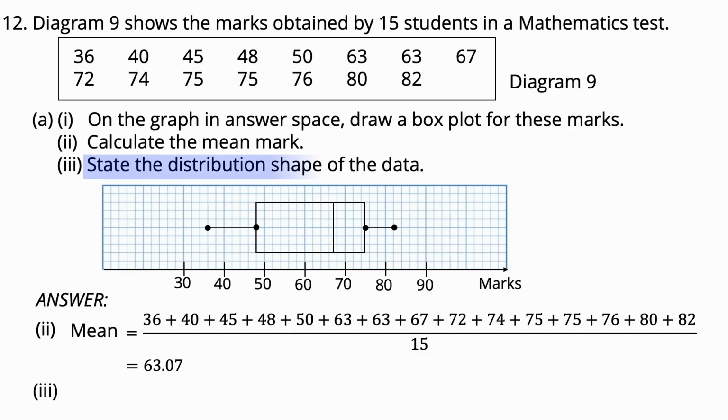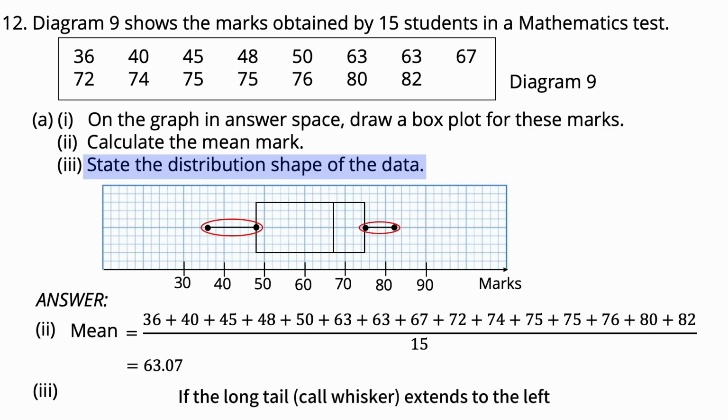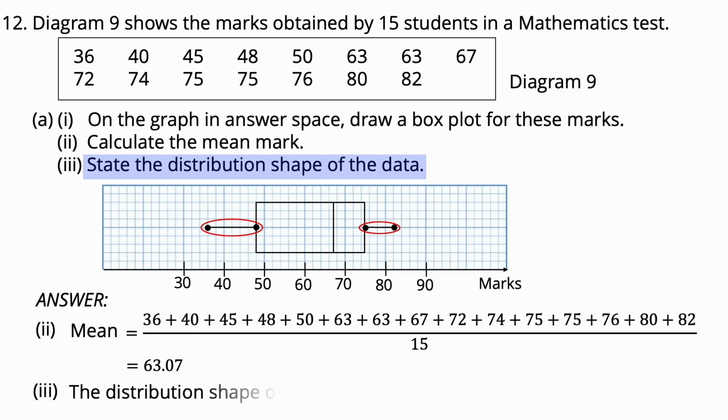3. State the distribution shape of the data. The distribution shape of the data can be determined by the shape of the box plot. Look at the graph of the box plot and check the shape of the tail. If the long tail, called the whisker, extends to the left, it is left skewed. The distribution shape of the data is skewed to the left.